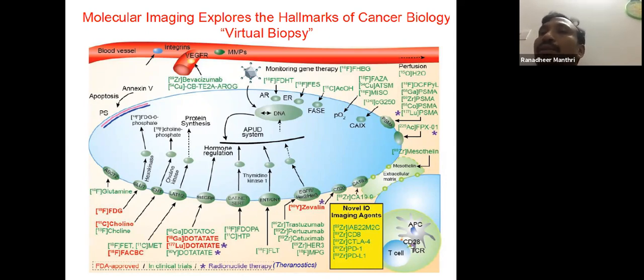All these are the drugs. In red are all FDA approved, like FDG, choline, FACBC, gallium dotatate, and so on. And in green are in clinical trials. Star marker, radionuclide therapy, and theranostics. PSMA is in the theranostic, lutetium, actinium also is in theranostic. And this is a simple slide. If you can understand this slide, my 1 hour of hard work will be useful. These are the agents which we use to get virtual biopsy done. Next slide.